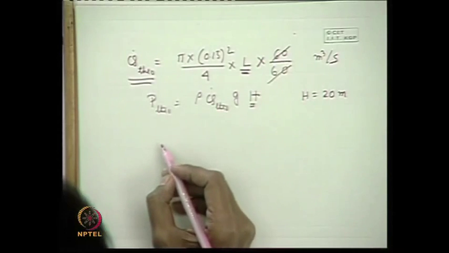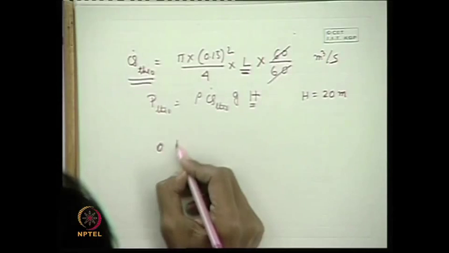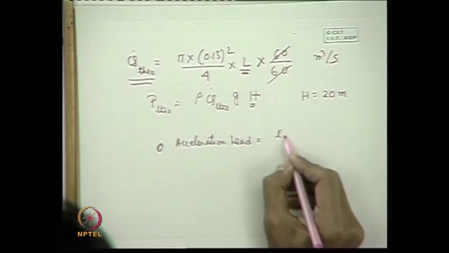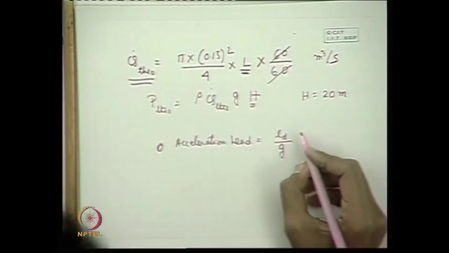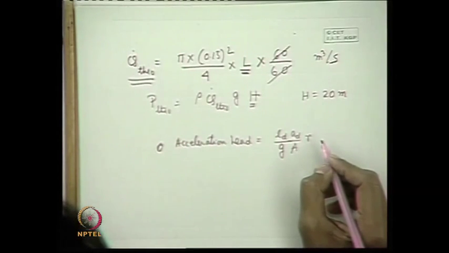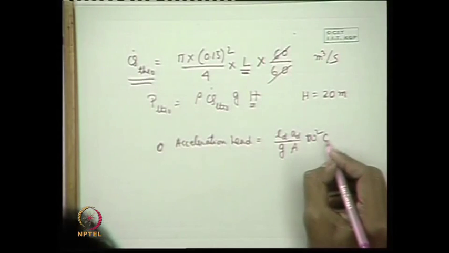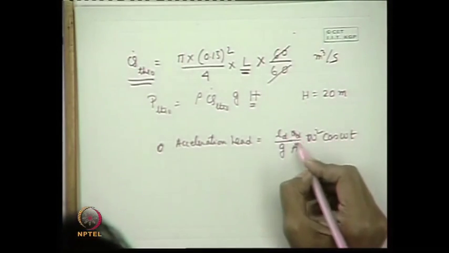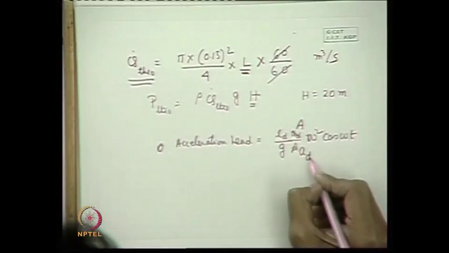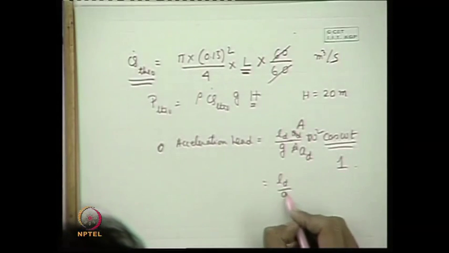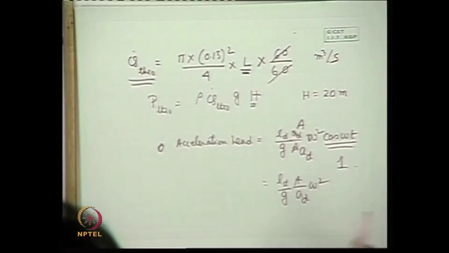So, for the delivery pipe, the acceleration head, as you know, what is the expression of acceleration head? L_D by g, next is A by a_D, and then r omega square cos omega t. Capital A in the numerator and small a in the denominator. Okay. So at the beginning, means delivery stroke, omega t is 180, cos theta, cos 0 is 1. So this will be L_D by g into A by a_D into r omega square. So you can find out.